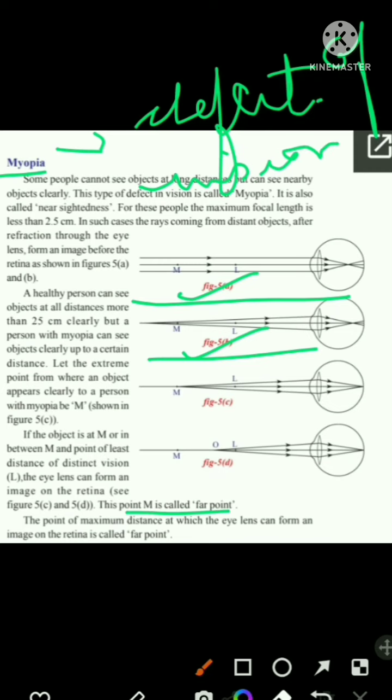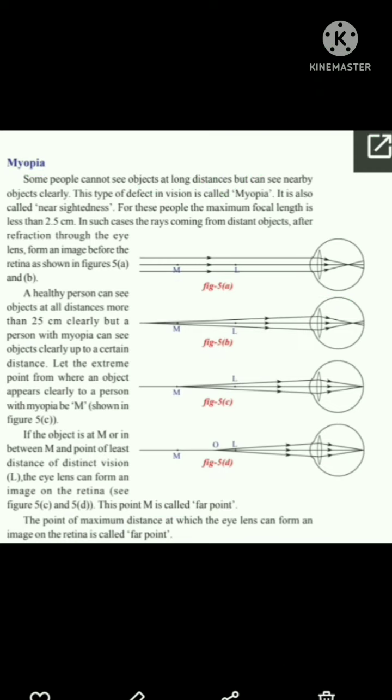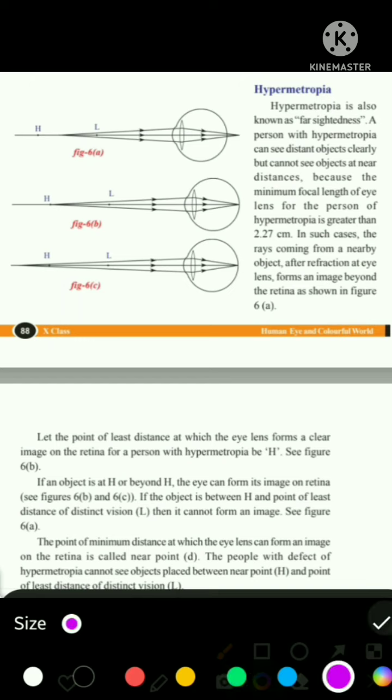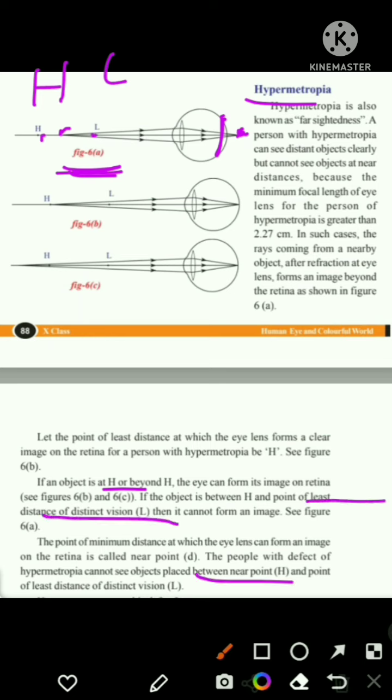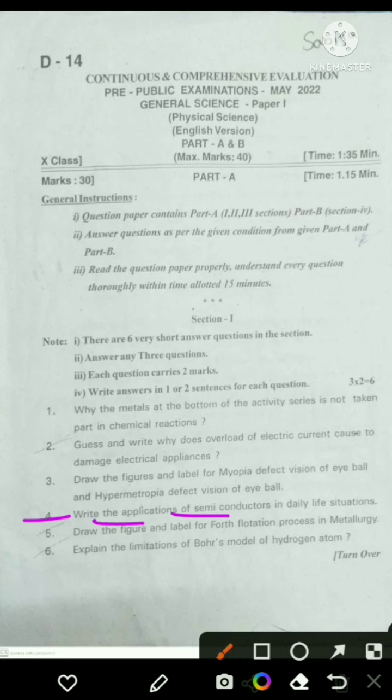Okay, next coming to hypermetropia. In hypermetropia also the image is not formed on the retina, it is formed beyond the retina, as you can see here. Here also we have 2 points, point H which is called the near point in case of hypermetropia, and point L which is called the point of least distance of distinct vision. So here you just have to draw figure 6A. When the rays are in between H and L, then the image is formed beyond the retina.